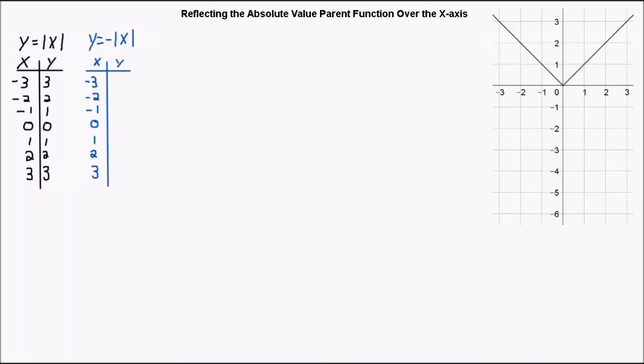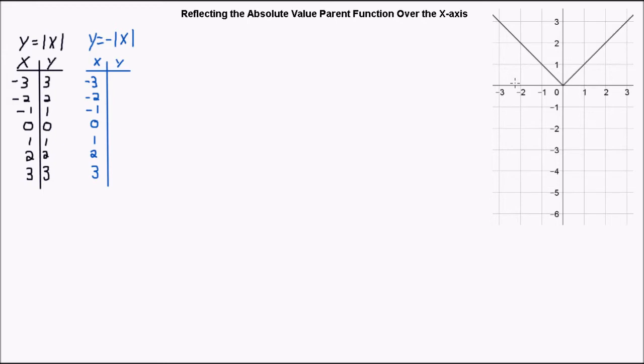Okay, let's look at reflecting the absolute value parent function over the x-axis. So I have my parent function y equals absolute value of x. Here's a partial table of values for the parent function, and here's a partial graph of y equals absolute value of x.